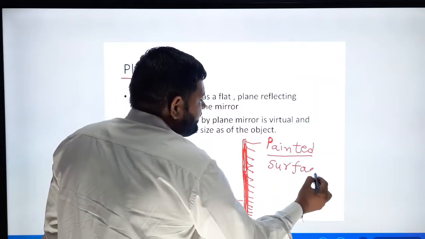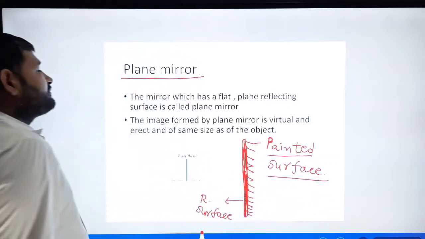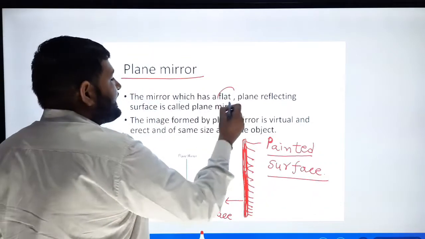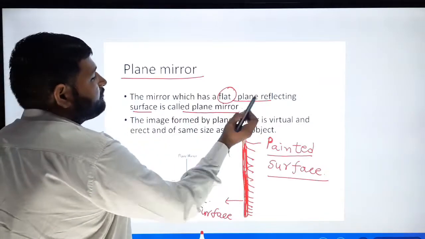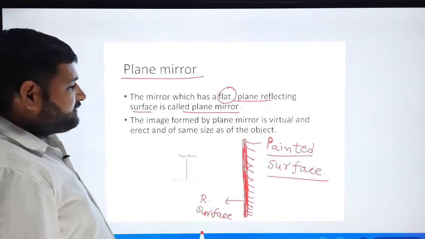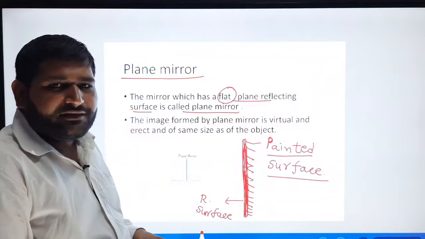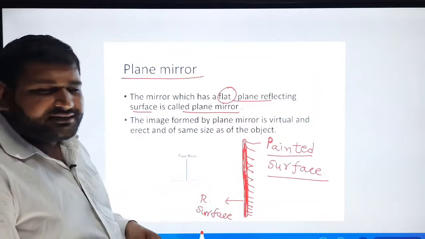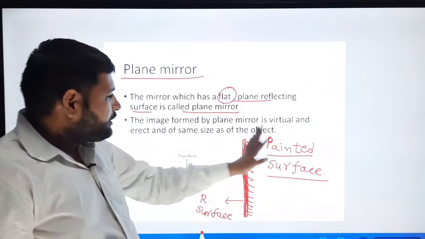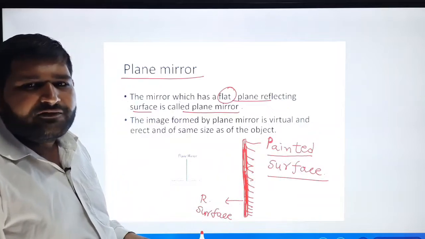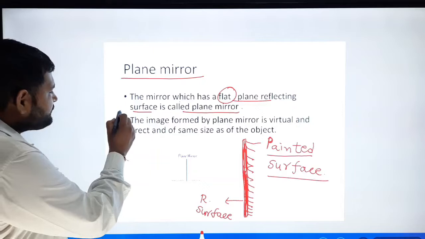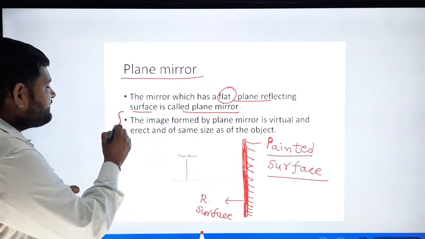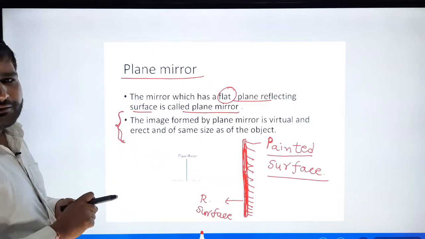So the definition of plane mirror is what? The mirror which has a flat or plane reflecting surface is called a plane mirror. Okay, so the plane mirror has the flat reflecting surface. The reflecting surface is made smooth and shiny, and the opposite side of the reflecting surface is painted to block the transmission of light. Next one, the characteristics of the image formed by the plane mirror.